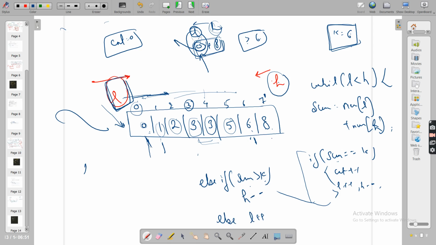Now see, let us run the solution. Let's put L equal to 0, H equal to 7. 0 plus 8, it is greater than 6, so what you will do is H minus minus, to 6. 0 plus 6, all right, you got this pair.